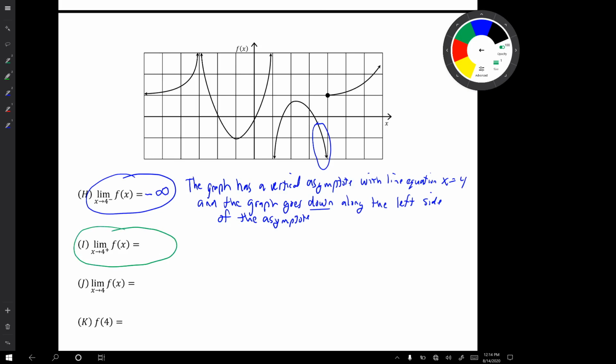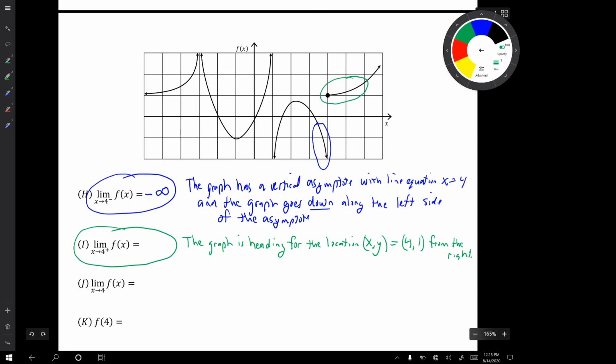Well, that refers to behavior on the graph when x is getting closer and closer to 4, but greater than 4. That refers to that part of the graph. So you see that the graph is heading for the location (4, 1) from the right. So in this symbol, the x is 4 and y is 1 for that location that the graph is heading for.